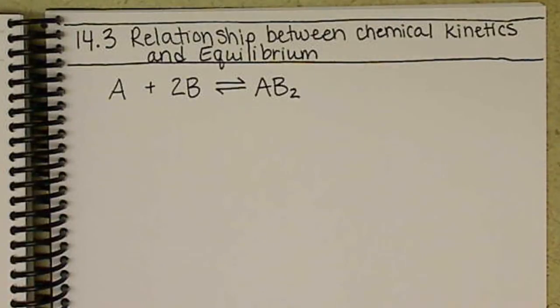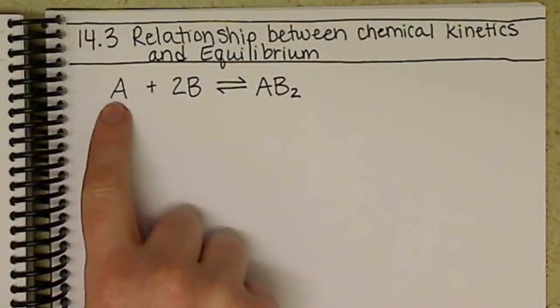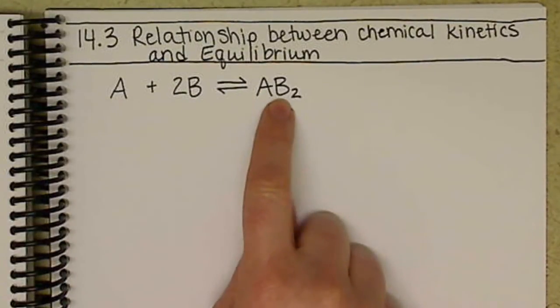All right. So as promised, talking about connecting now chemical kinetics, so chapter 3's concepts, or chapter 13, with chapter 14's concept of equilibrium. Okay, so connecting those two pieces of information. So if we have a reaction here, we have reactant A with 2B in equilibrium with AB2.